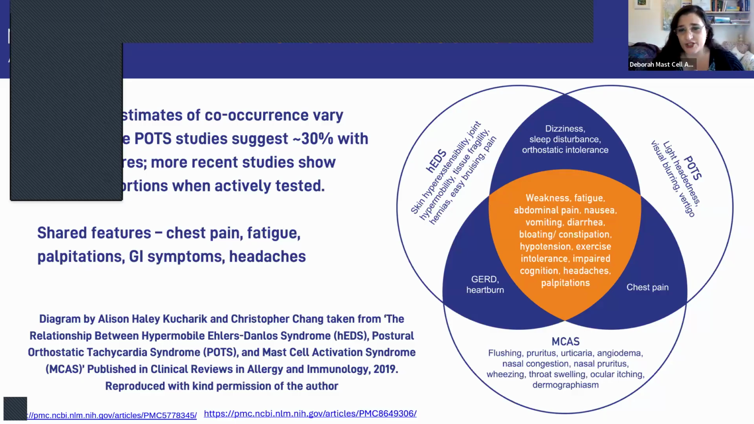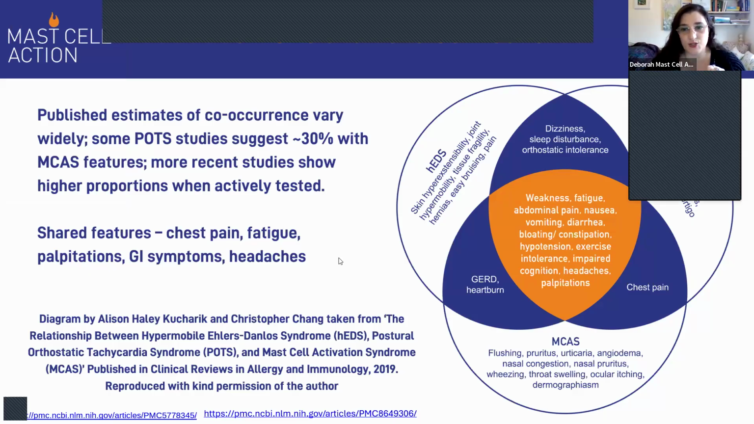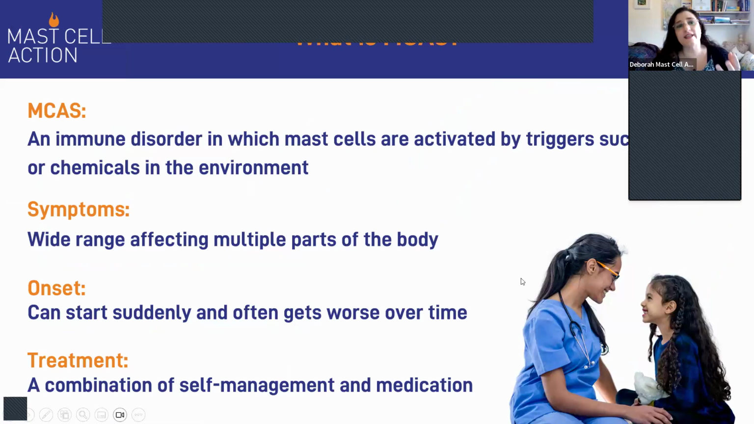So particularly shared features: chest pain, fatigue, cardiac issues, palpitations, hypertension, gut symptoms, headaches, they are all the areas where these conditions all overlap. And then with POTS, obviously, we have that lightheadedness, blurry vision, issues with the autonomic nervous system, and with MCAS, lots of allergic type symptoms. So there's this big correlation, and I'm hoping that by sharing this with you today, you might be able to see a bit more or understand that a little bit more, because it is a little bit complicated to pick out. So what is MCAS?